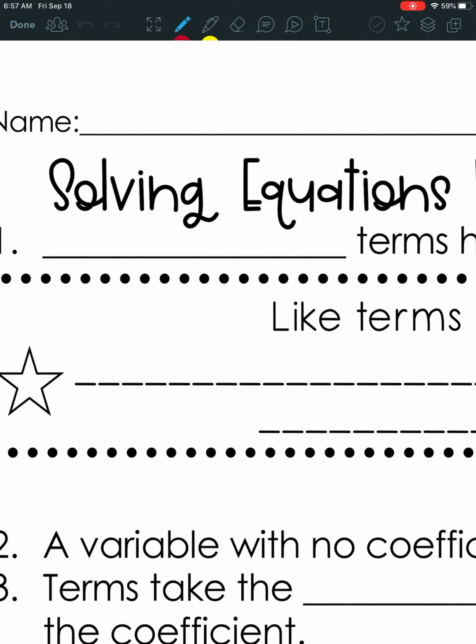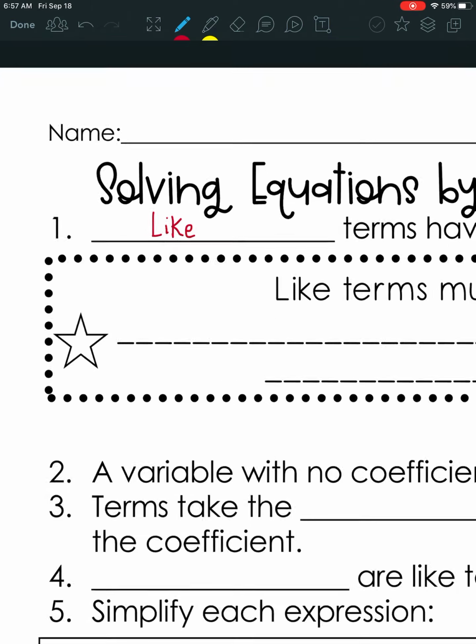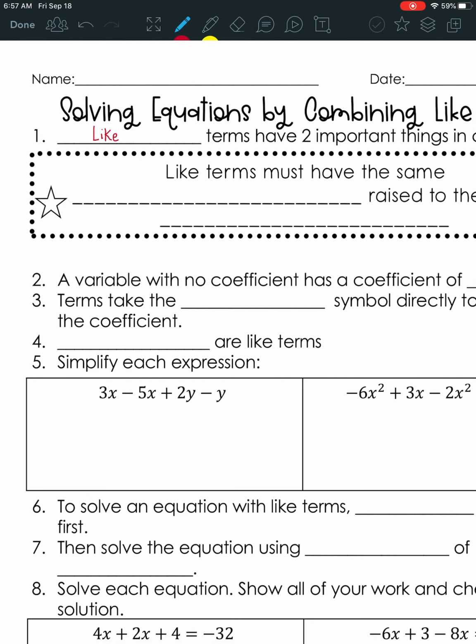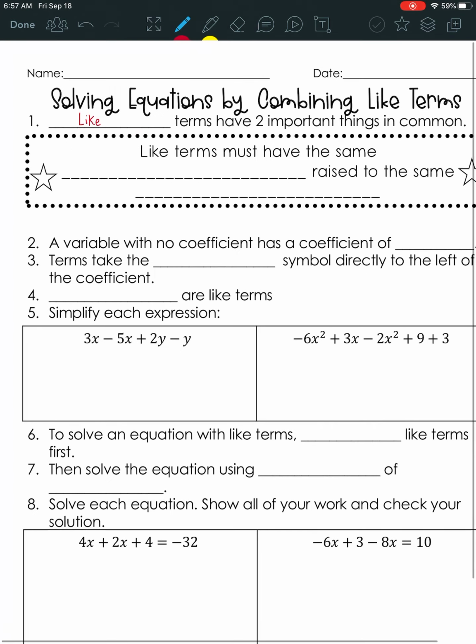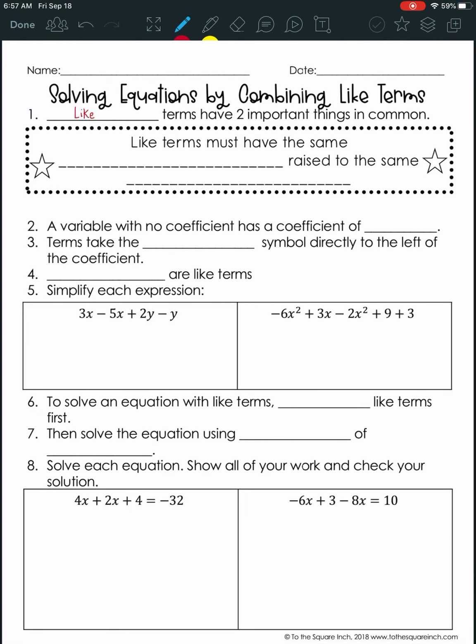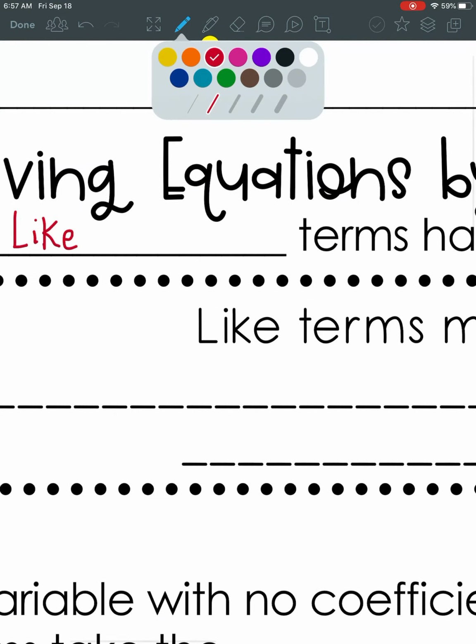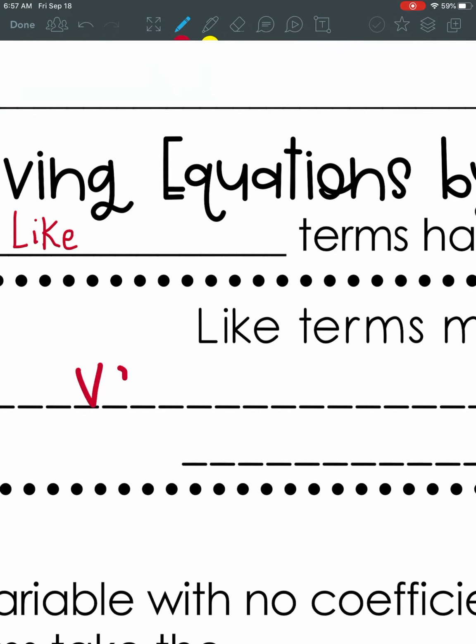So the first part of this should be review. At the beginning here, our number one, we're going to be talking about like terms. And we talked about like terms earlier this year when we did the distributive property. So like terms have two important things in common. And those two important things are in this dotted box here with the stars.